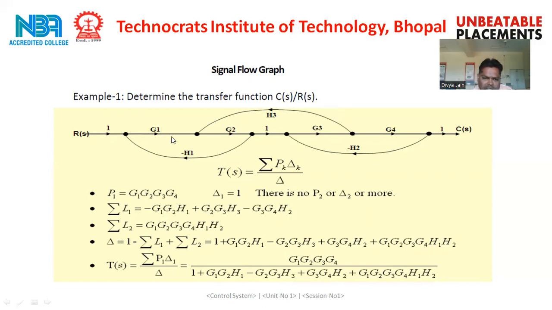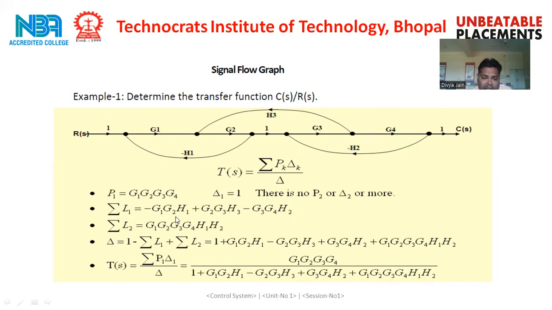So in this diagram, G1, G2 and minus H1 is the first closed loop path. So the result will be minus G1, G2 multiplied by H1. And again, secondly, G2, G3 and H3. In the second loop, G2, G3 and H3. And again, this point G3, G4 minus H2 is the third closed loop path.